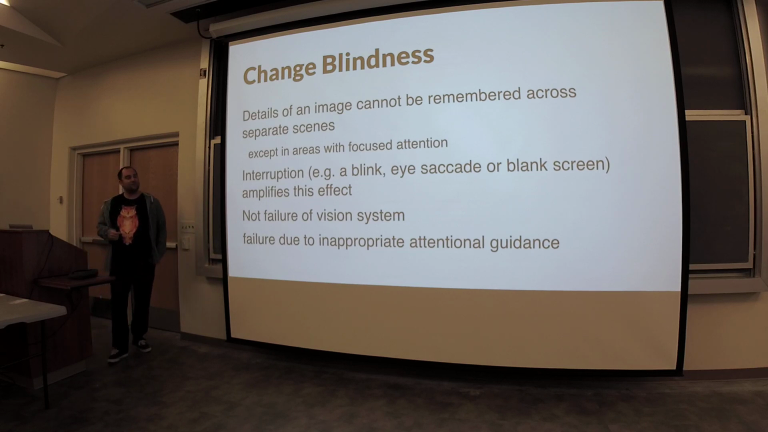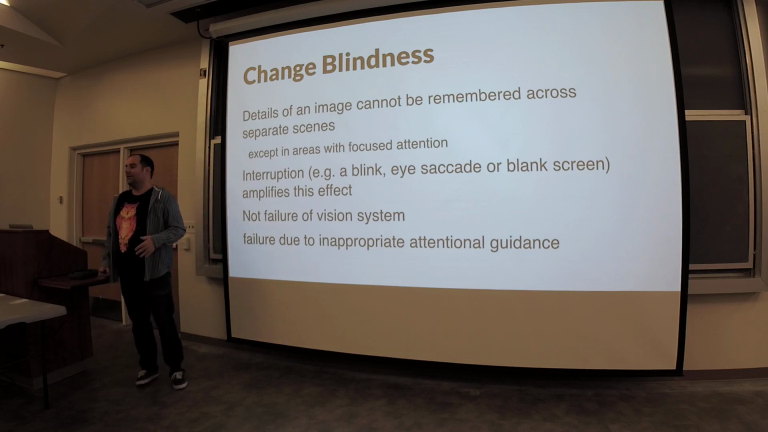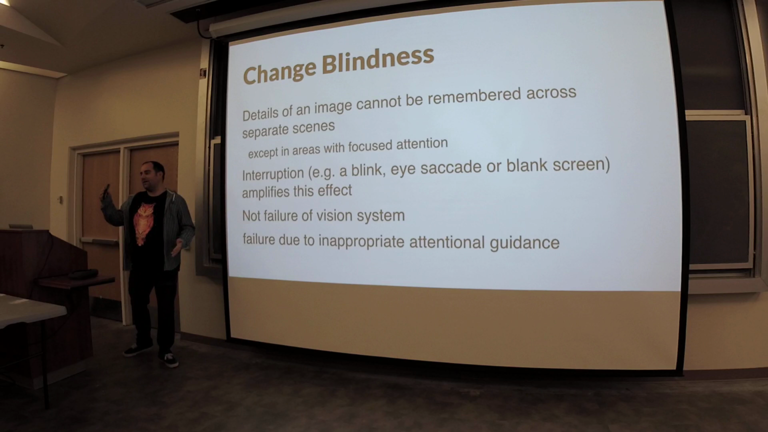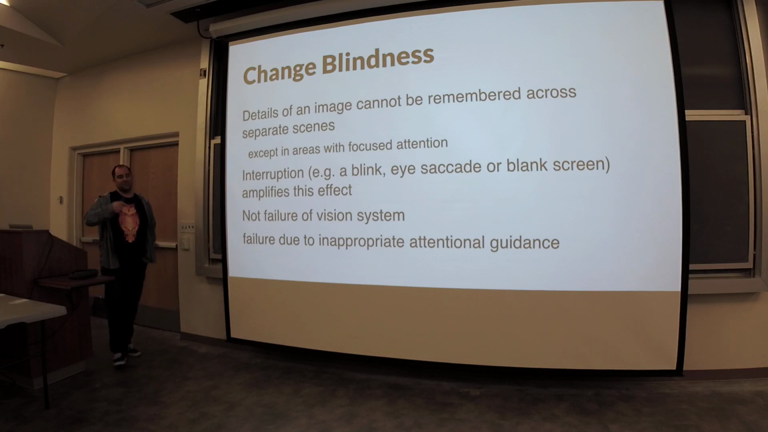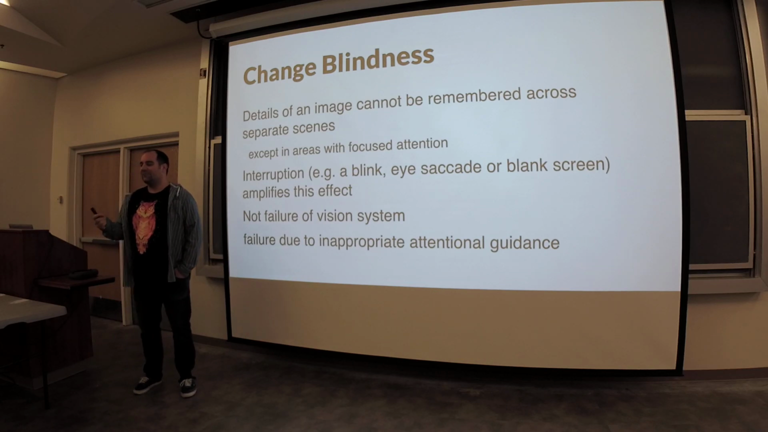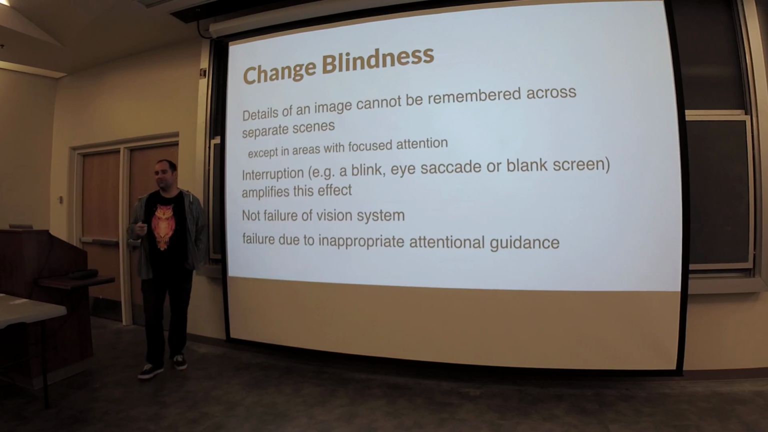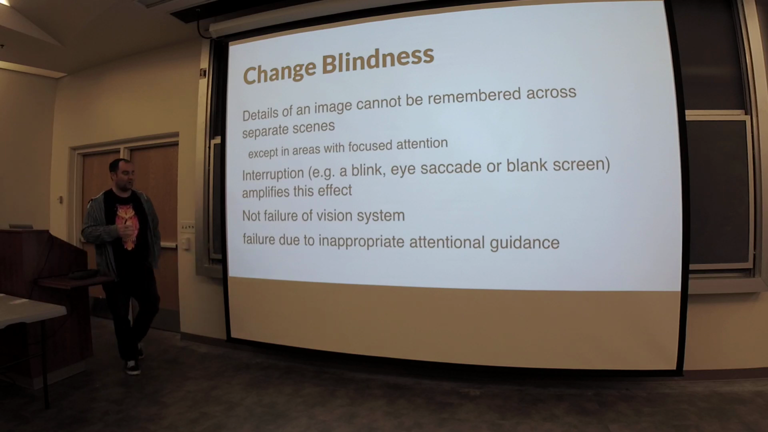The only exception to that is something that we explicitly focus our attention on. So if, for example, somebody's shirt color here changed, or somebody put on a jacket while I look away, I would probably not notice, right? I would only notice if I really looked at this person before, or saw them do it. So this change blindness isn't really a failure of the vision system. It's really more a failure of inappropriate attention guidance.